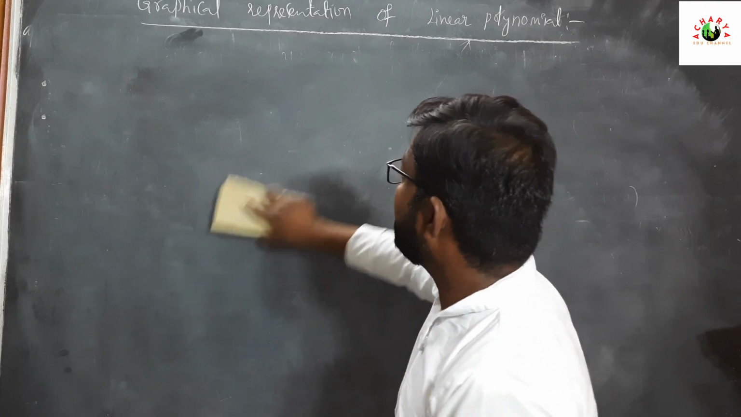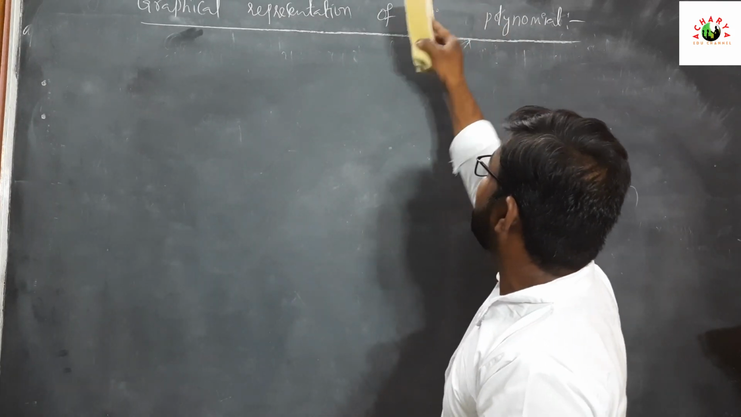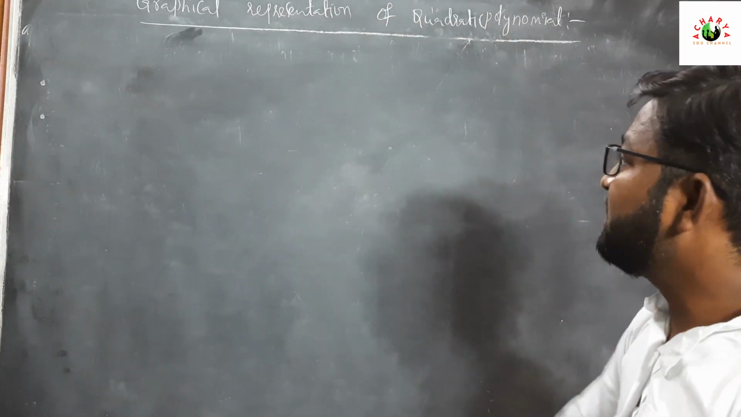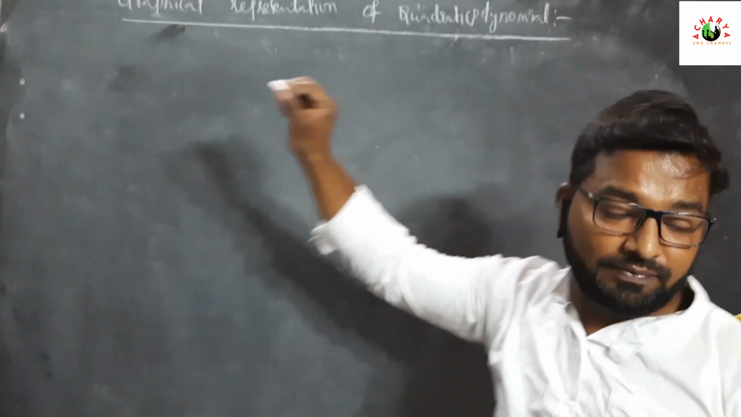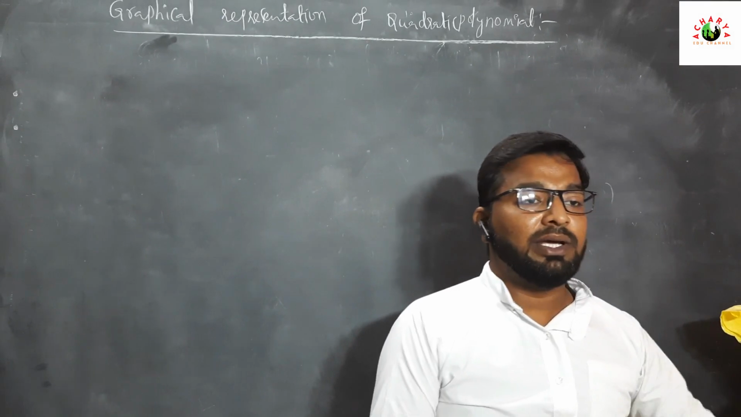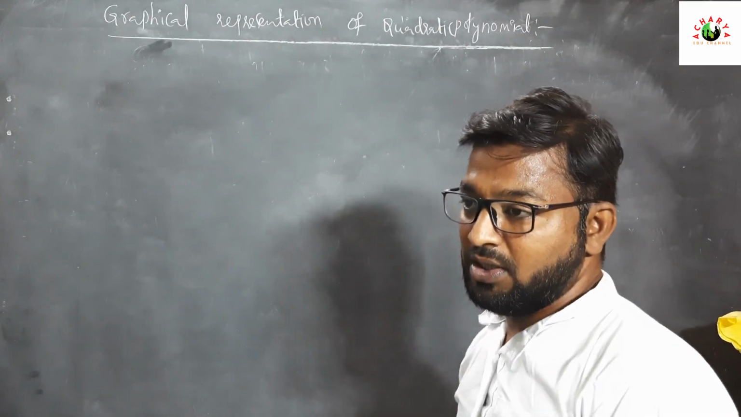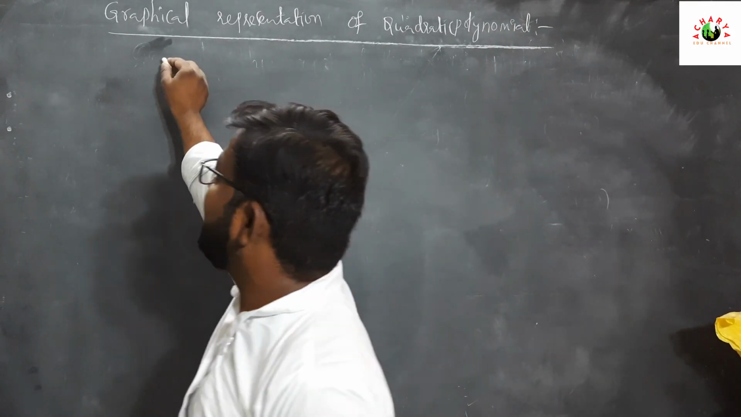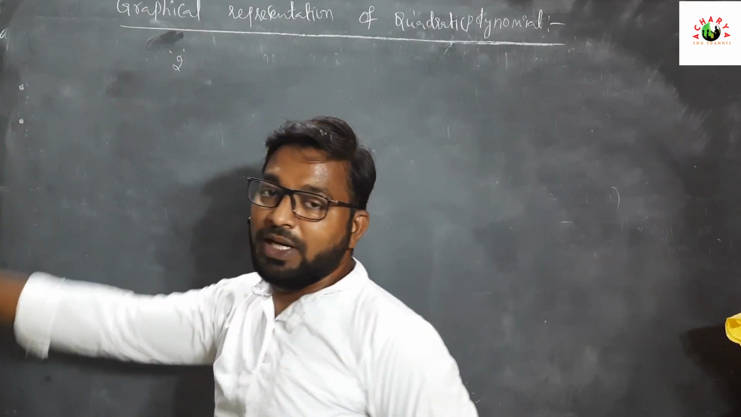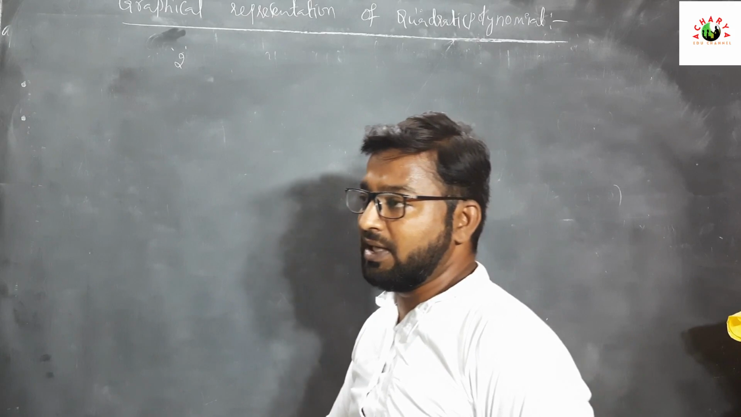Next, graphical representation of the second type is graphical representation of a quadratic polynomial. Here we know the quadratic polynomial has how many zeros? What is the degree of a quadratic polynomial? The degree of a quadratic polynomial is 2.